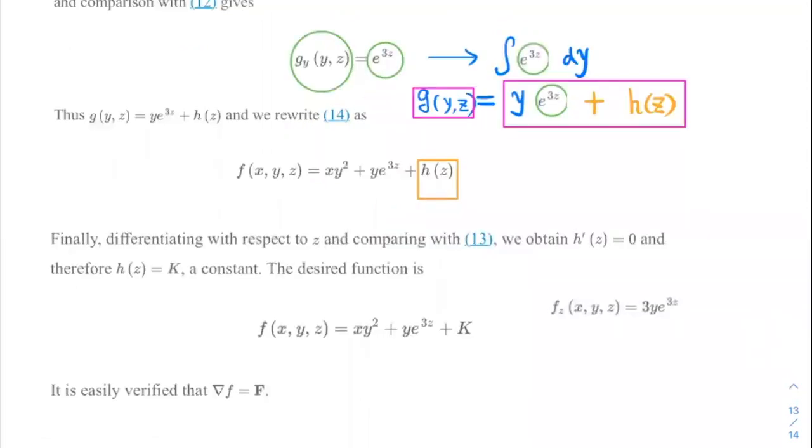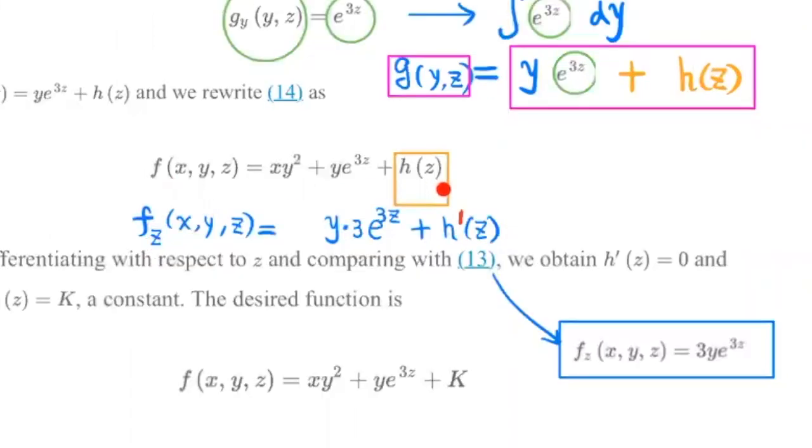To do that, we're going to differentiate this with respect to z because we want to compare that partial derivative with respect to z with what we got for the third component of the big F function, which is the partial derivative of small f with respect to z. So take the partial derivative of the small f function with respect to z. The derivative of this with respect to z is 0. The derivative of this with respect to z is y times 3 e to the 3z. The derivative of this with respect to z is h prime of z.